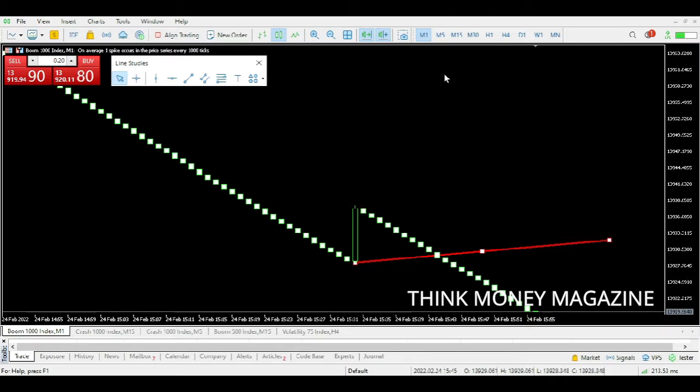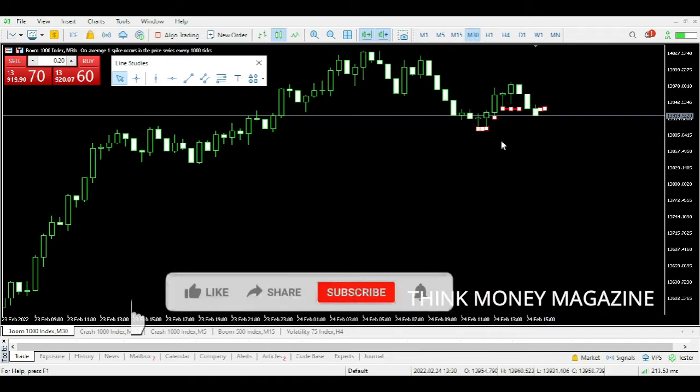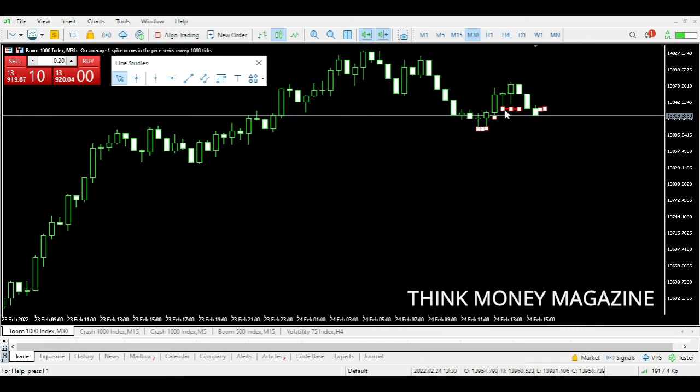Just like in forex, anybody has their own cup of tea. Some people prefer trading gold. Some people prefer trading Euro USD. Some people trade GBP, JPY, and stuff like that. So that's the story with these synthetic indices.